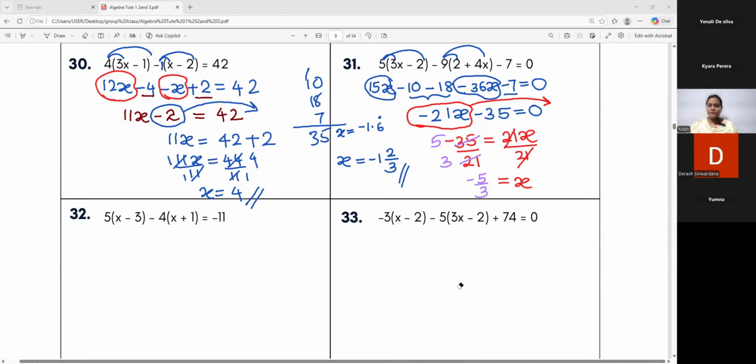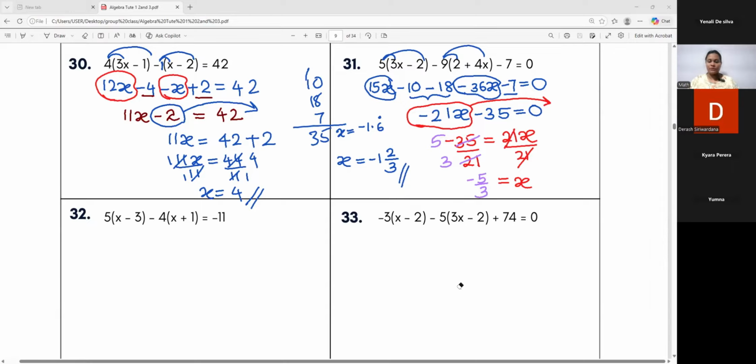We are doing solving equations still. Now in these equations, we have x on both sides, or sometimes x is inside of the bracket. The order is first remove the bracket, then collect all the x terms into one side and simplify it.